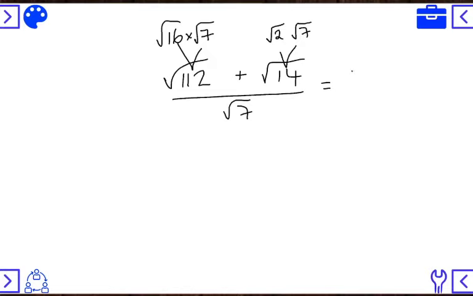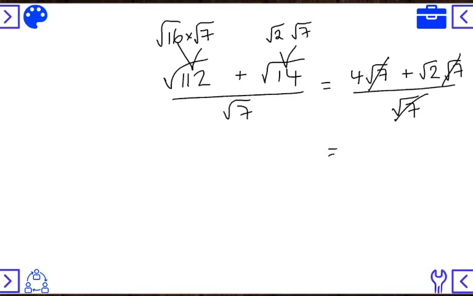The square root of 16 is 4 root 7, and then I'm adding on root 2 root 7, and then I'm dividing it by root 7. Now because they all have that common term of root 7, I can cancel it out, in which case I'm left with 4 plus root 2. So a nice easy answer for what was a kind of ugly representation of a number. So 4 plus root 2 is what we would go with there.